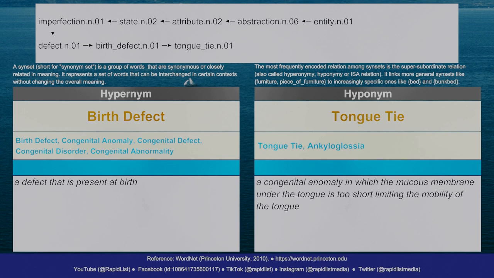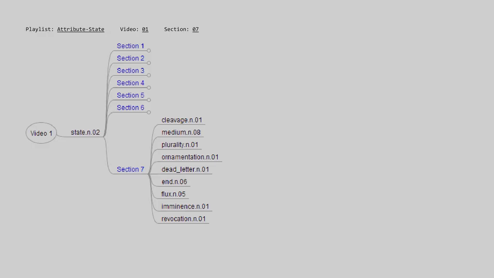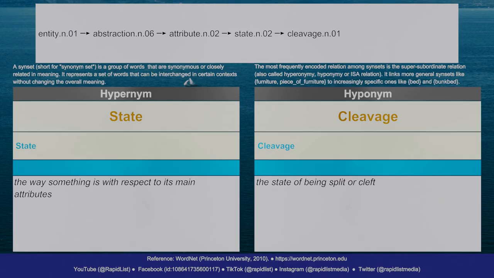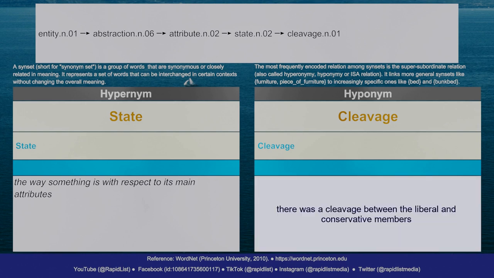Tongue tie. A congenital anomaly in which the mucous membrane under the tongue is too short, limiting the mobility of the tongue. Section 7. In this section, we will explore some states related to quantity and time.